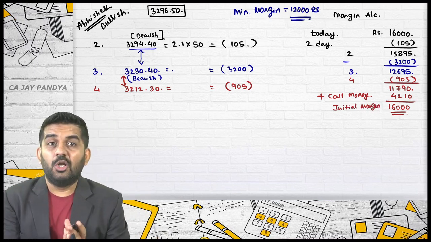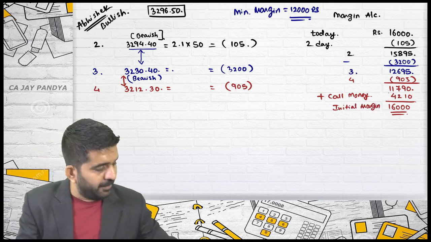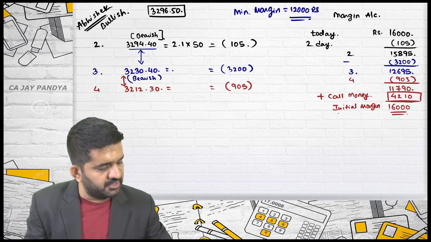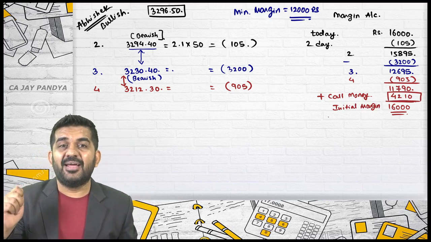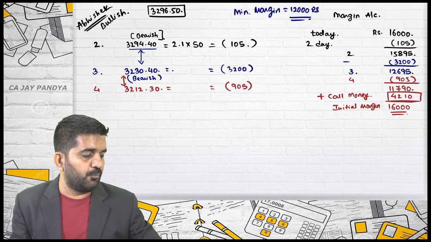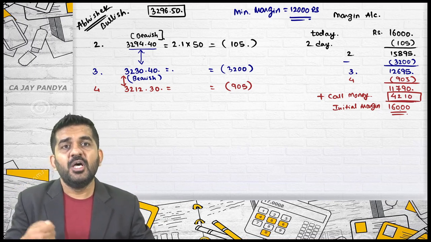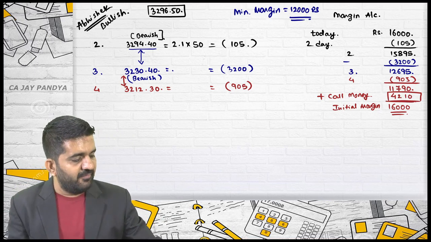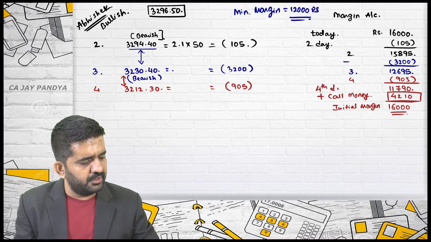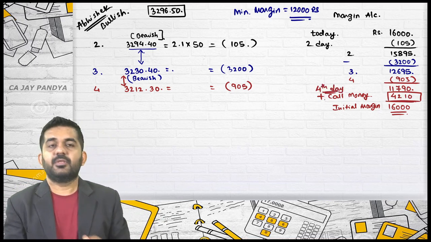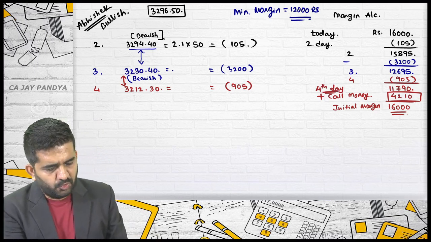This is your call. Is it alright? You will have to pay. This is your call. 4,210 is your call. The broker will call you and ask for 4,210 rupees. Yes, of course. Your new margin will now be 16,000 rupees, when the call is made on the fourth day. Is it alright? Let us go to the fifth day.